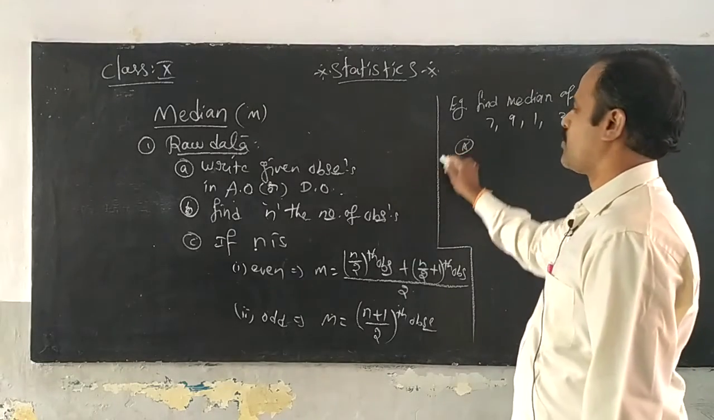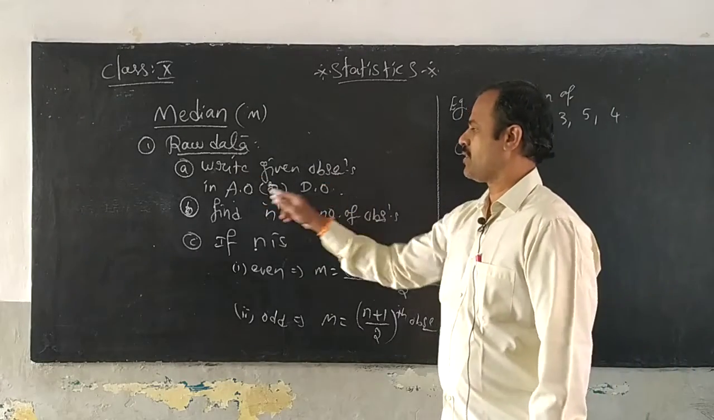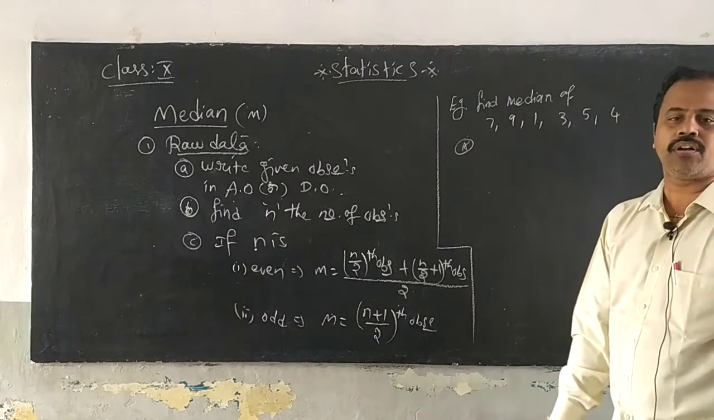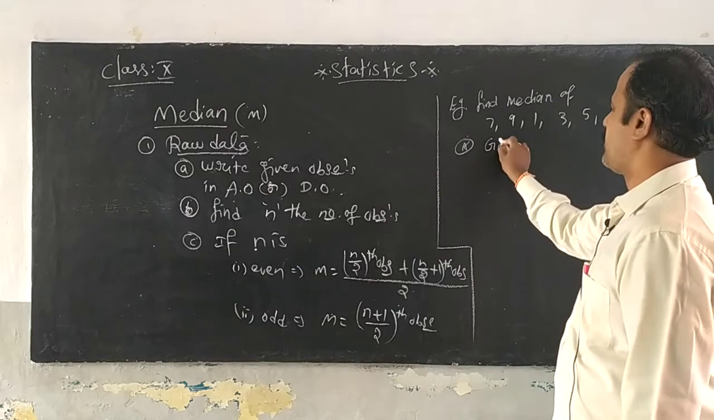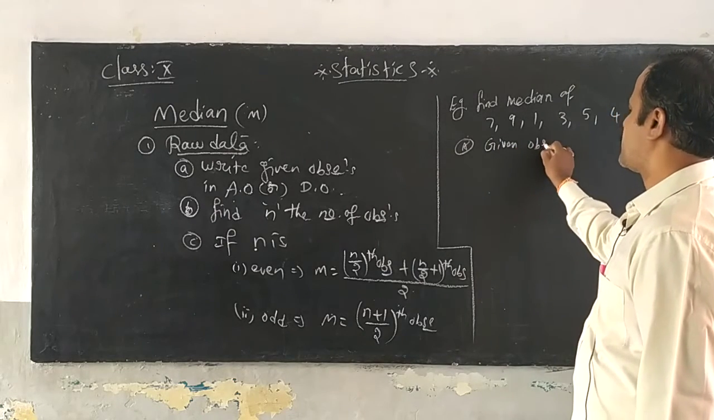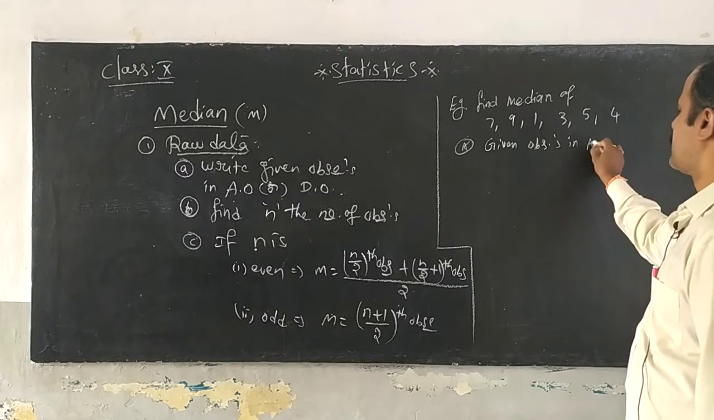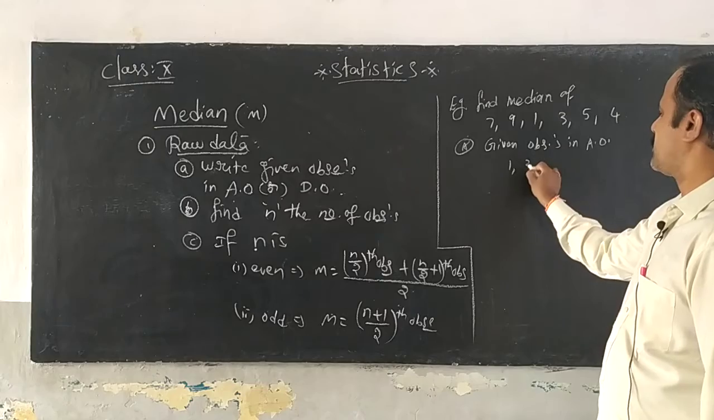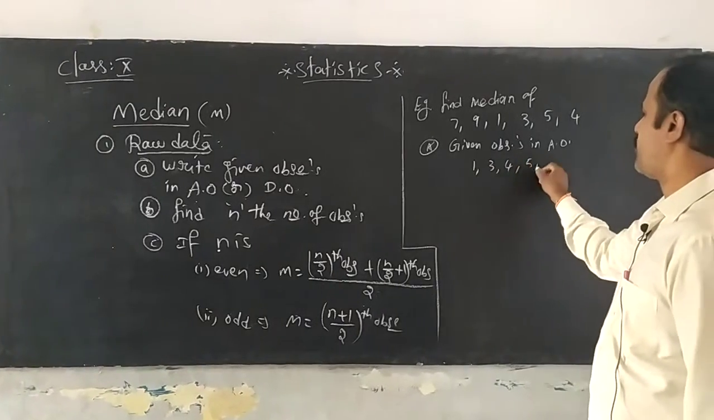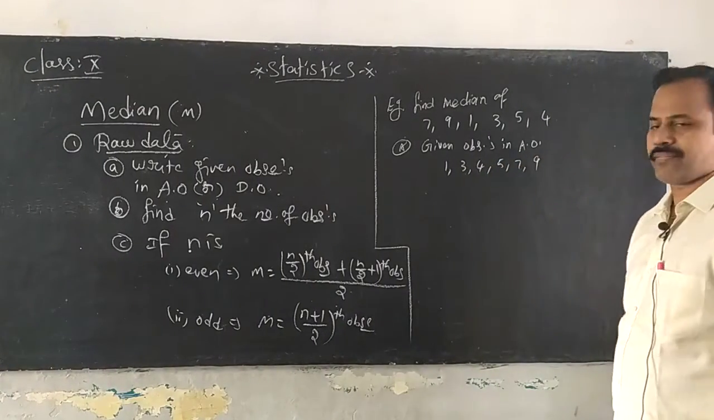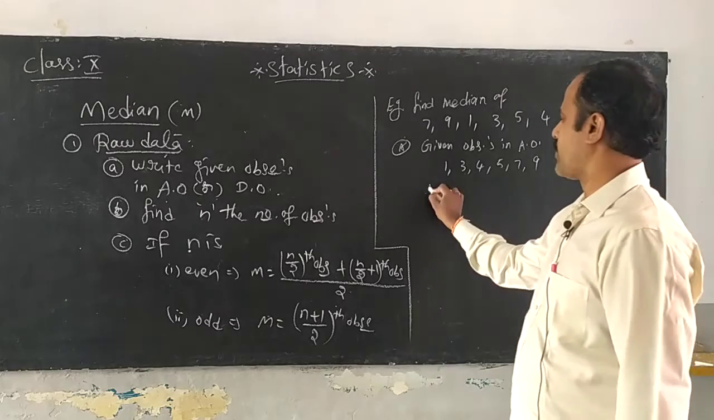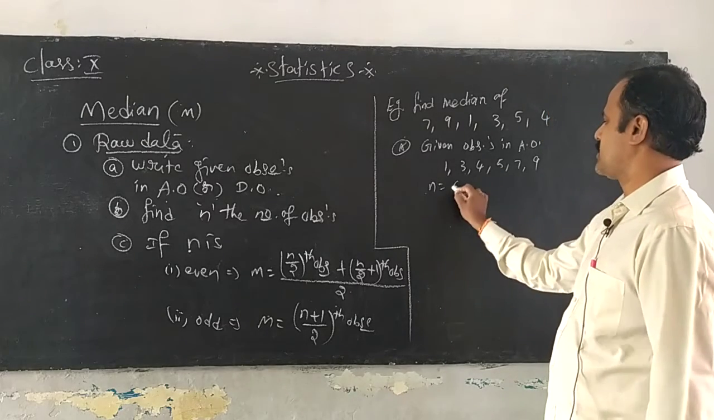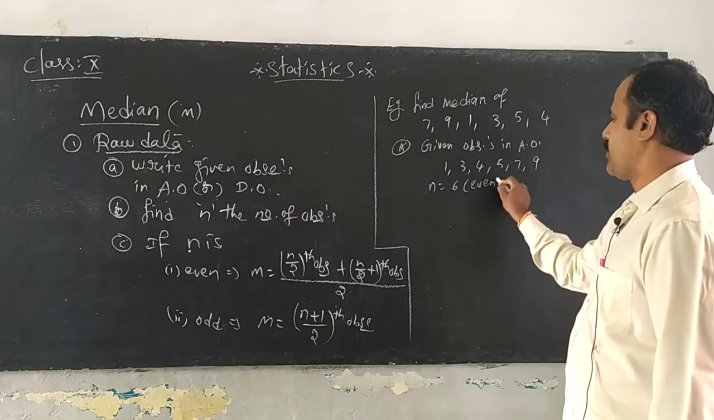So coming to the answer, what is our first step? Write the given observations in ascending or descending order. So given observations in ascending order. Come on, tell me the ascending order. 1, 3, 4, 5, 7, 9. Now after this you go for n. n is nothing but 6. 6 is an even number.